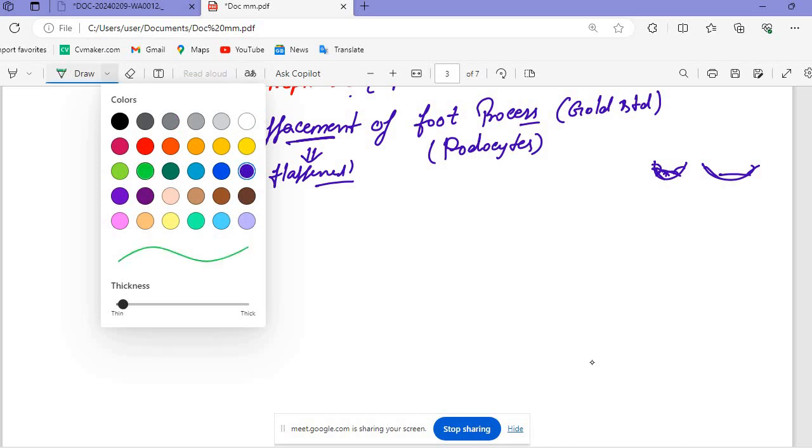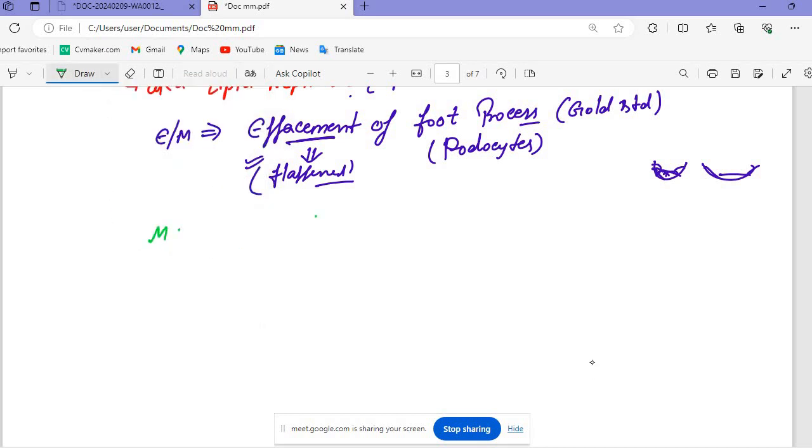Also, one important other keyword you can remember for minimal change disease, MCD: they have selective proteinuria. So selective proteinuria, or we can say there will be albuminemia.